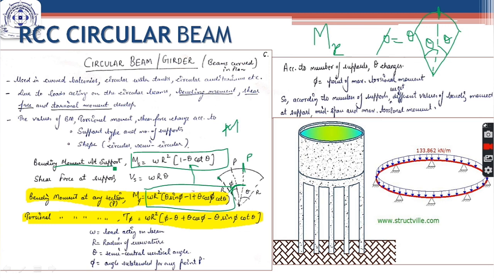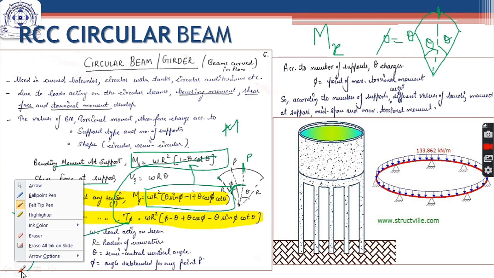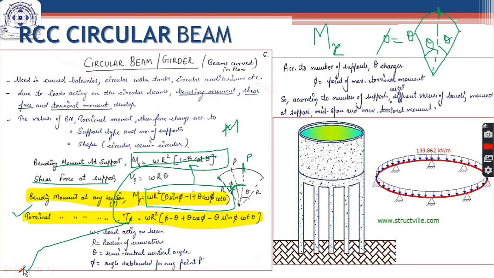So for bending moment at center, substitute phi with theta and you will get another expression which I have not written here, but you can get that expression also. So if you know the generalized equation, you memorize this equation, you can find the moment at any particular point. Now shear force at support is given by WR into theta. Next is torsional moment. So in case of circular beam, twisting moments and torsional moments also have to be calculated along with the other moments.